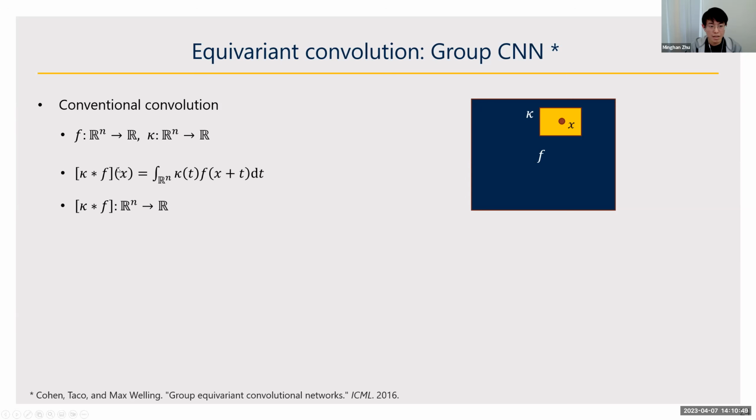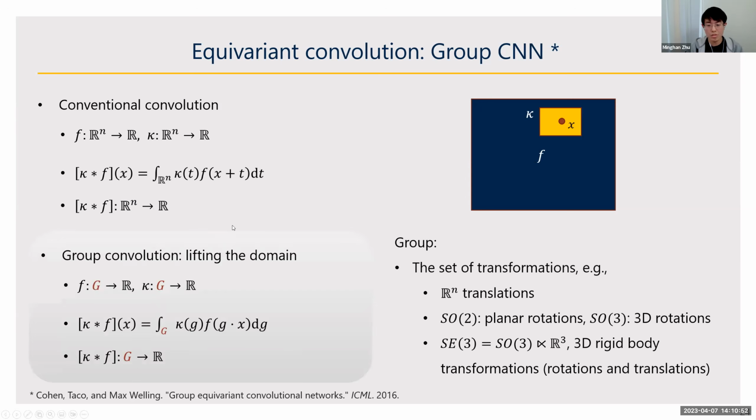Therefore, we can generalize this Rn to any groups. So then we'll have group convolution. Basically, just replace every Rn with G, which is the group that we care about, or the set of transformations we desire the equivariant property from. So now the function and the kernel filter are both from G to R. And the convolution is also an integral over the domain G. And the output feature map is also a function from G to R.